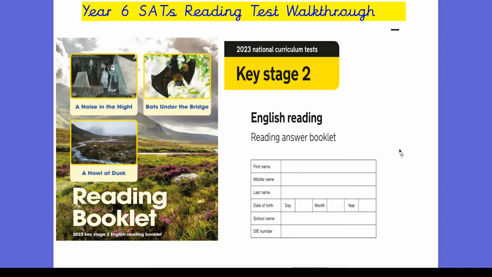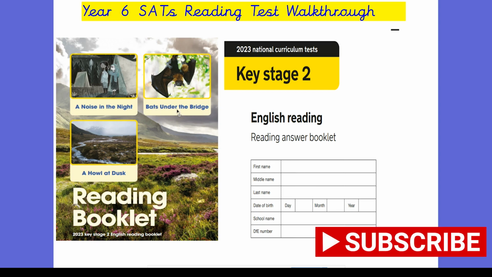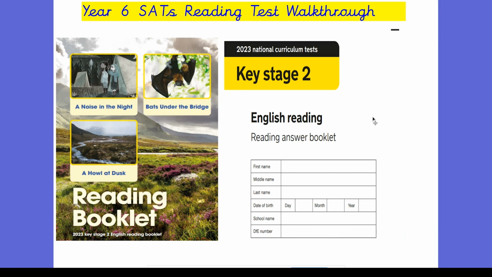It was quite a long text, lots of questions to answer, and there was a concern, I know, from many other schools that this reading paper was just too long and a lot of the children didn't actually get onto that final text because this one, the Bats Under the Bridge one, just took so much time. So today I'm going to talk through how to answer the questions in this text and hopefully you'll find this helpful.